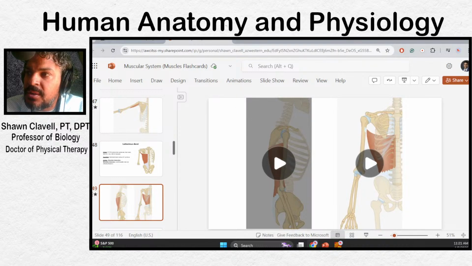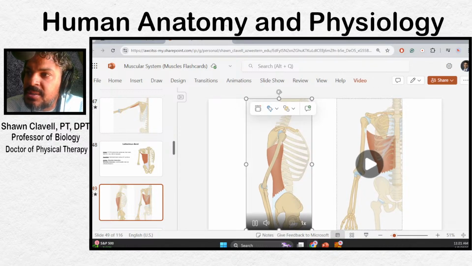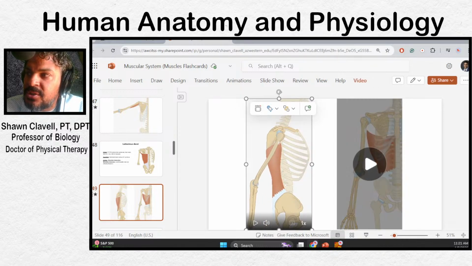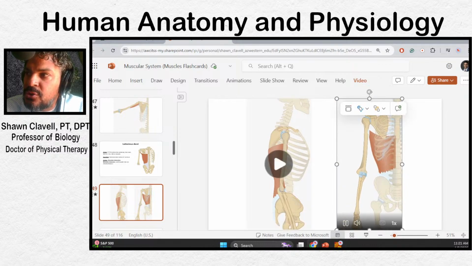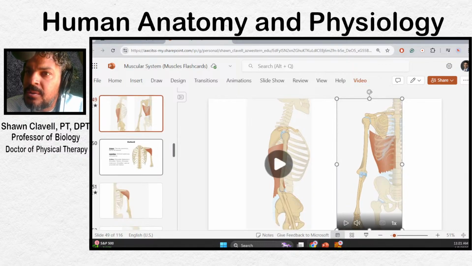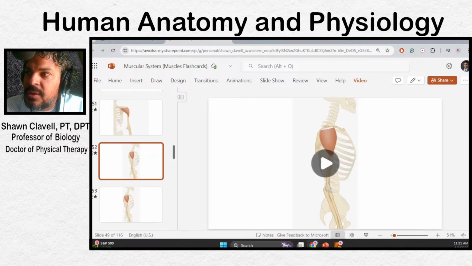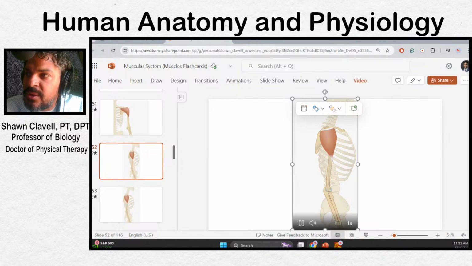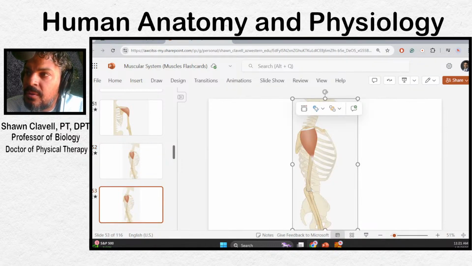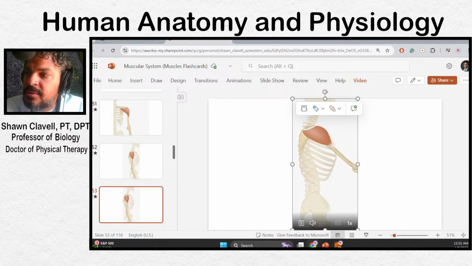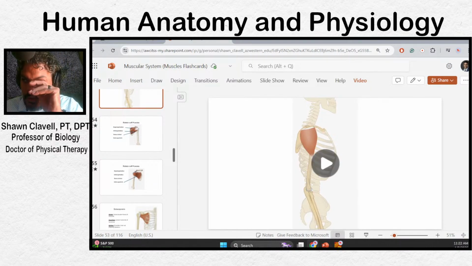So let's take a look at that. We've got, what is this? Extension, shoulder internal rotation. Yeah, there we go. That's a good one. And again, then we've got also the deltoid here, which is responsible for, looks like extension, flexion, and the like.